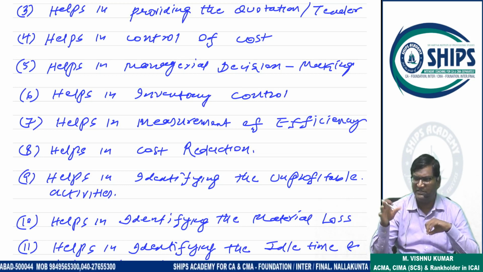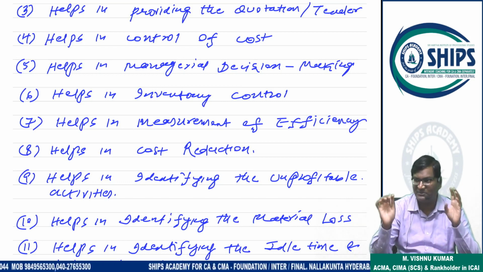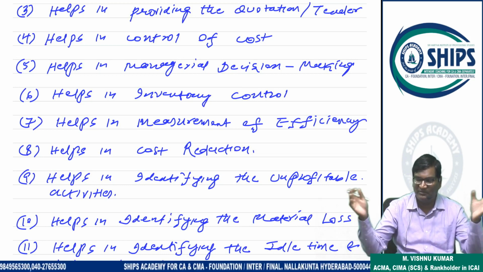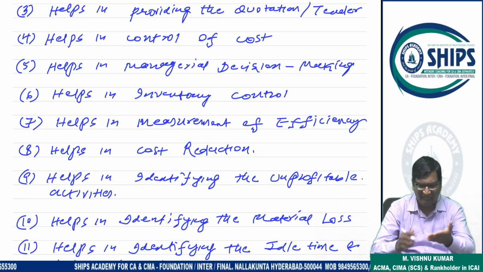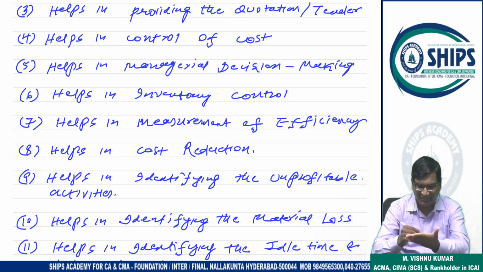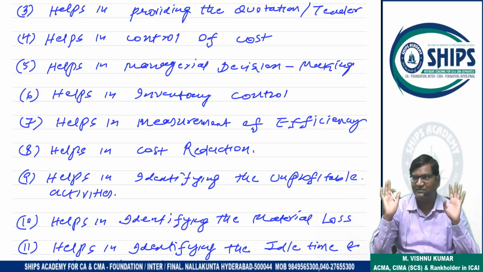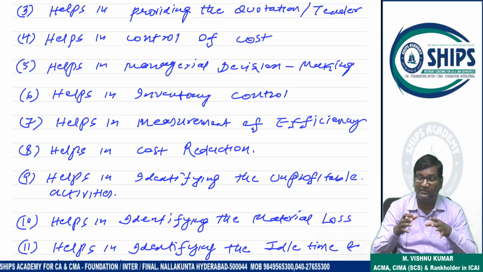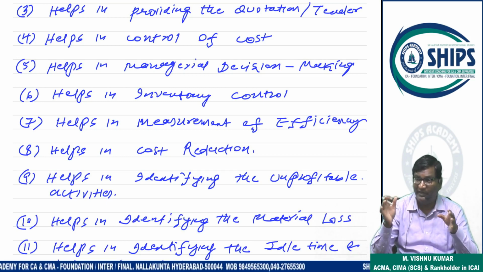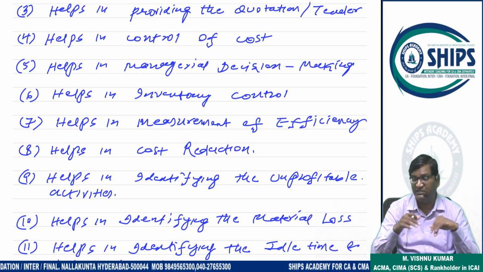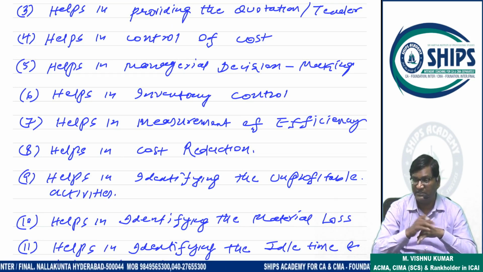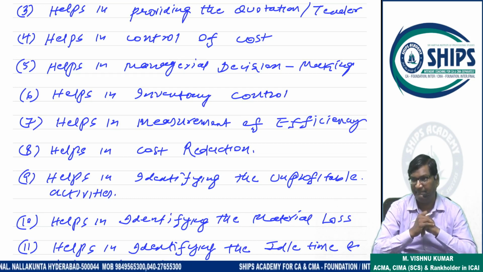Inventory wasted or not wasted, he only writes that inventory was wasted. Finish. Suppose an organization purchases 1 lakh rupees of inventory and 20,000 is wasted. The financial accountant will write 1 lakh purchase, 20,000 wasted, finished. But the cost accountant will suggest how to minimize inventory wastages, material wastages, and how to improve efficiency. Clear? This is the role of the cost accountant.